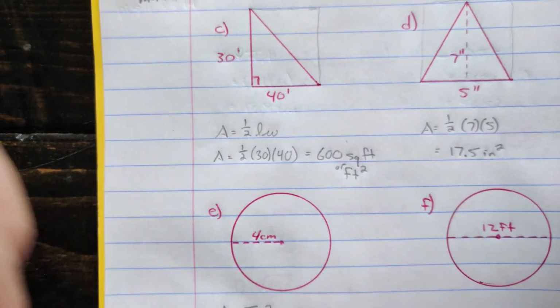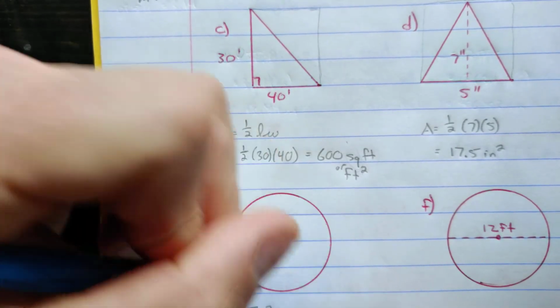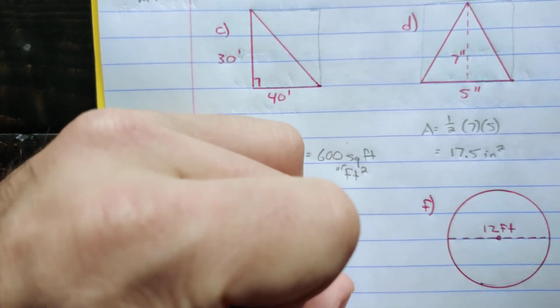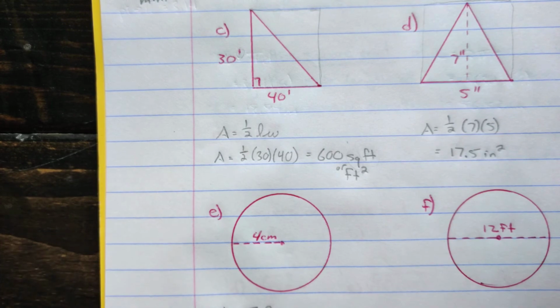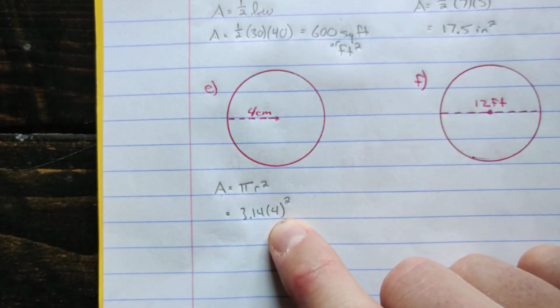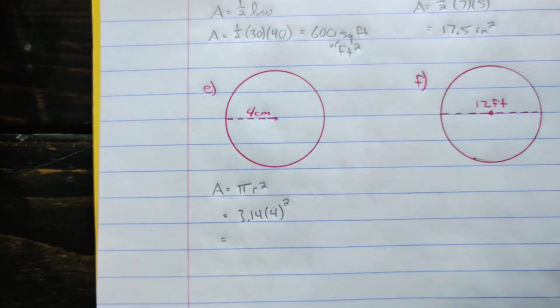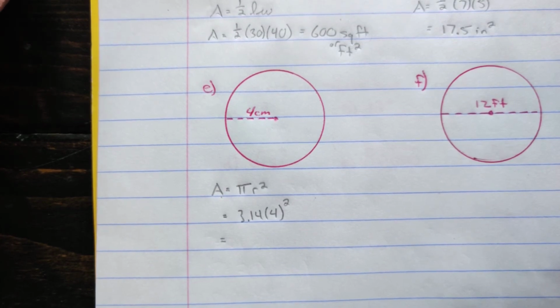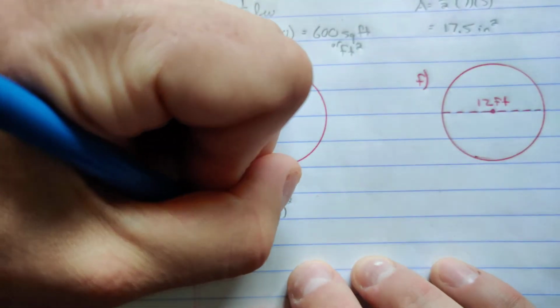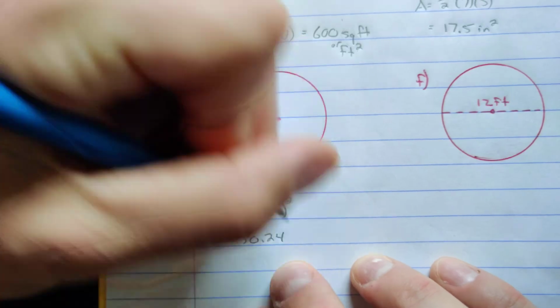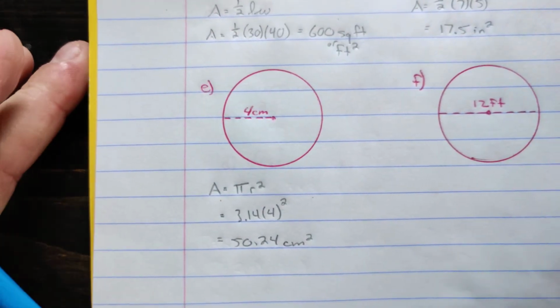So here we'll have 3.14 times 4 centimeters, and because it's squared, 4 centimeters times 4 centimeters, which would give us our centimeters squared that we need. So 3.14 times 4 squared is going to give us 50.24 centimeters squared. And there's our units squared.